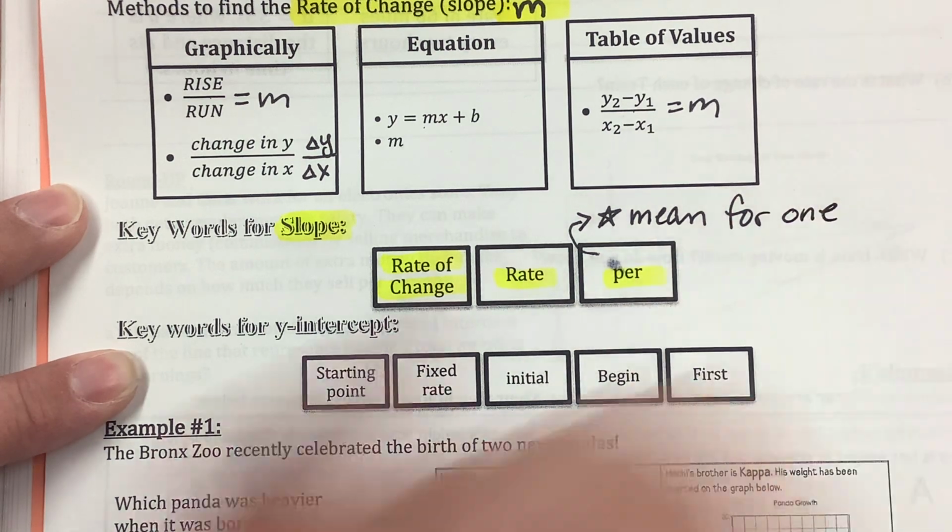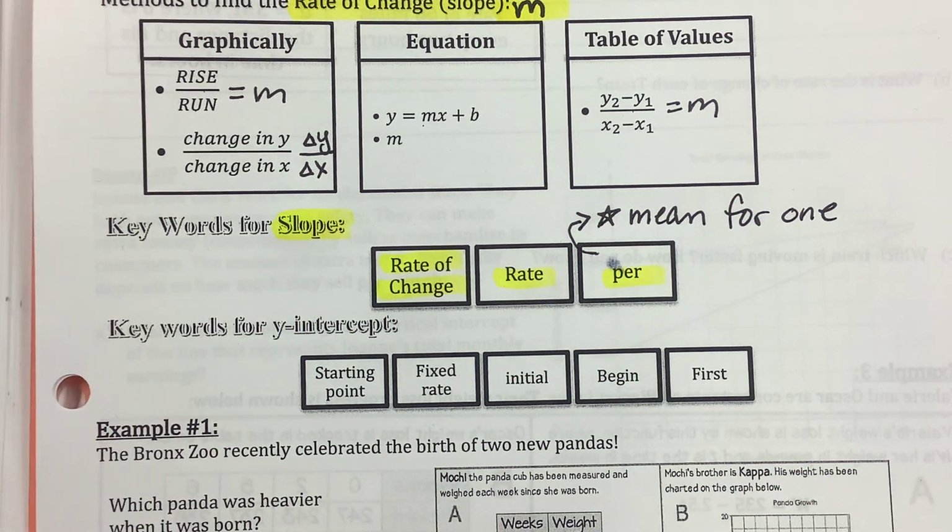And when you have a word problem, the word per tells you where to put your variable. So if it says $6 per pound, you know it's going to be 6x. Or 3 meters per second. You know the per is where you put that x. So per sort of tells you where to put the x.